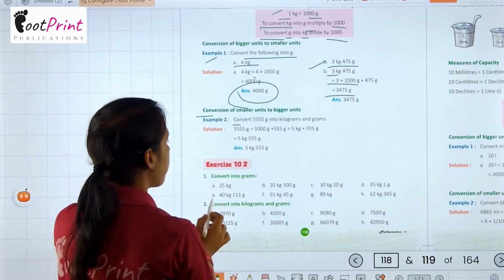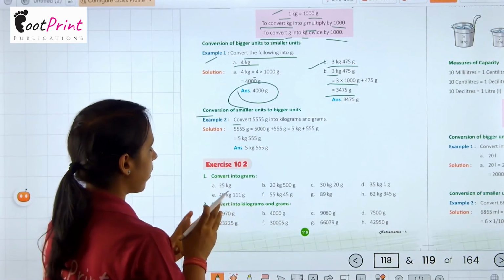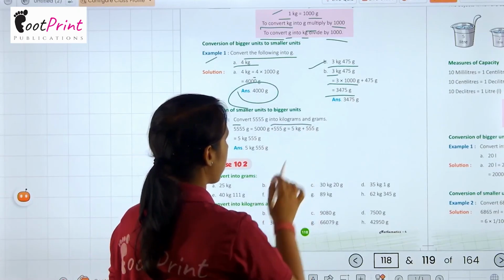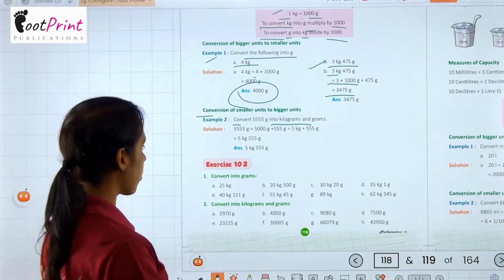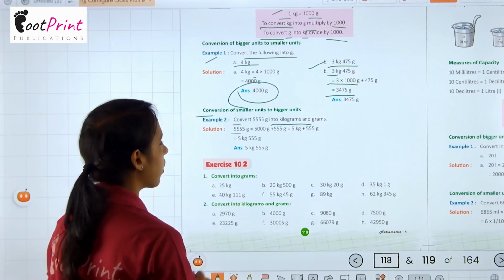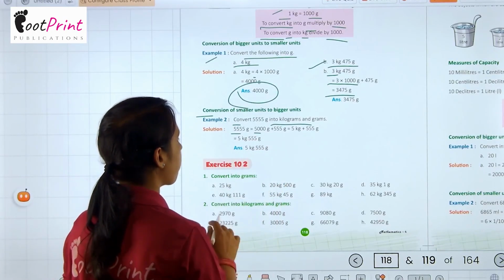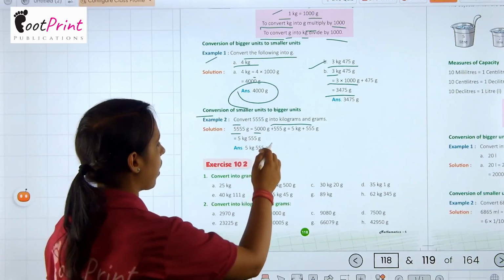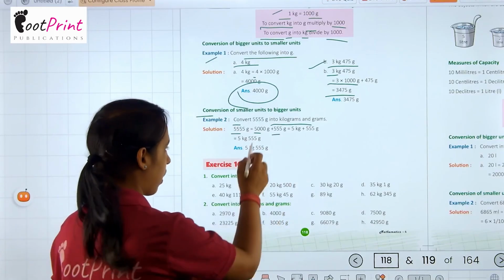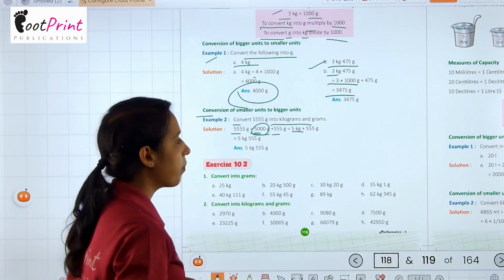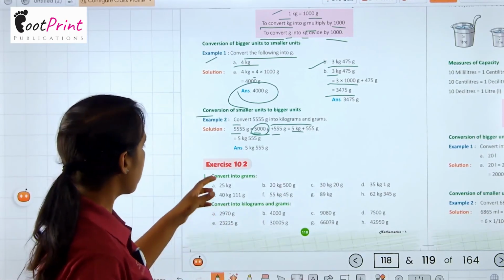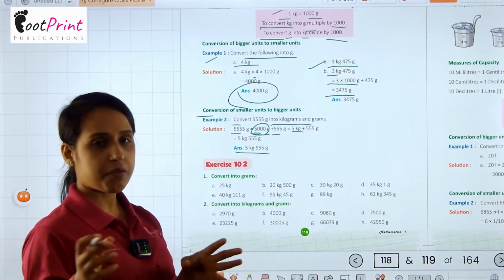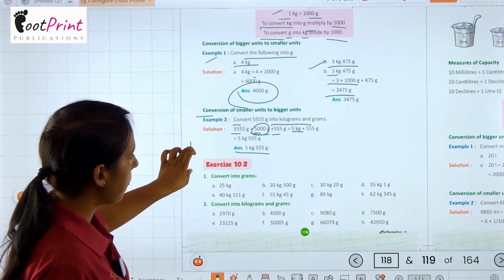Now conversion of smaller units to bigger units. So convert 5555 ग्राम इंटू किलोग्राम्स एंड ग्राम. अब हमें क्या करना है, ग्राम से किलोग्राम और ग्राम में चेंज करना है. तो 5555 ग्राम रिटर्न एज 5000 ग्राम प्लस 555 ग्राम, एंड 5000 ग्राम विल बिकम 5 kilogram and 555 gram. So we can write here 5 kilogram 555 gram.